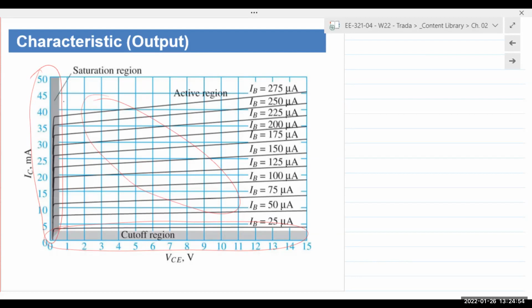All right. So any questions about modes so far? Okay.